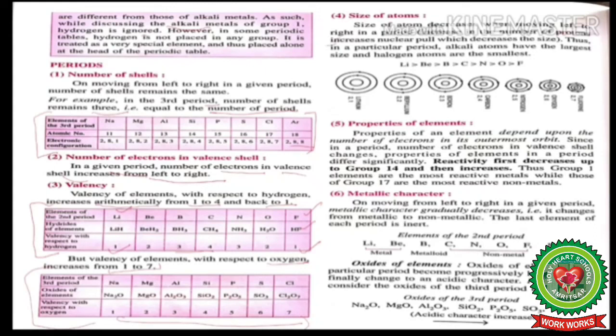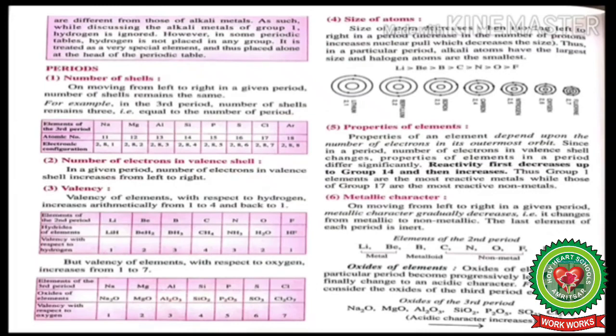Size of atom decreases when moving left to right in a period. That is, the increase in number of protons results in increase in the nuclear pull, which further decreases the size of the atom. Thus, in a particular period, alkali atoms have the largest size and halogen atoms are the smallest. This is clear from this picture.